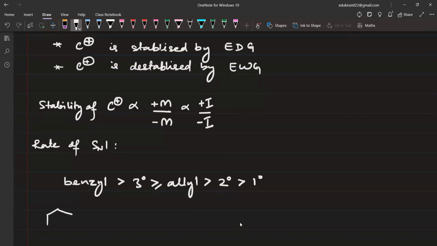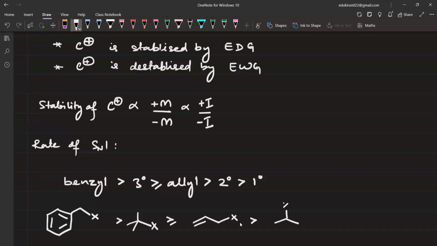So a haloalkane, which is a benzyl haloalkane, the structure is like this. This will be giving fastest SN1 reaction, followed by, if you have a halogen atom connected to a carbon which is 3-degree, and this and allyl are almost similar. This is allyl carbon having a benzene ring, and then you have the halogen atom on a 2-degree carbon, and then you have the 1-degree haloalkane. Please write this down.